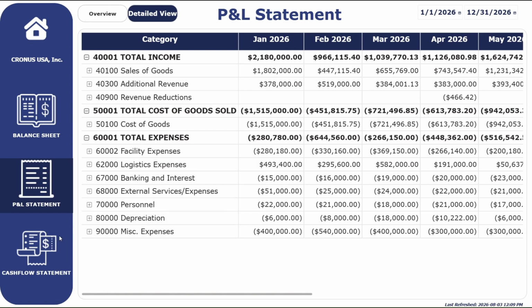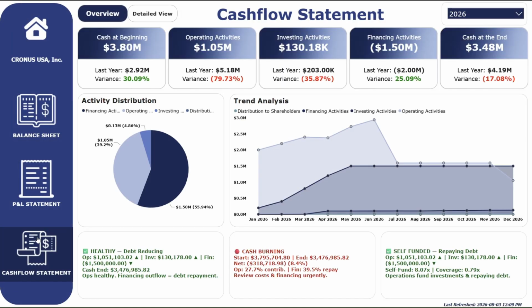Cash flow is one of the most important indicators of an organization's financial stability. The cash flow statement provides a complete picture of how cash moves throughout the business. Cash movements are categorized into cash at beginning, operating activities, investing activities, financing activities, and cash at the end, allowing you to clearly understand where cash is generated and how it is utilized.